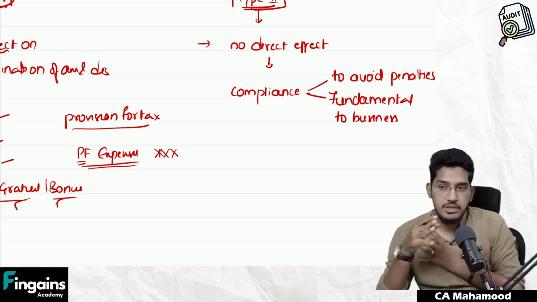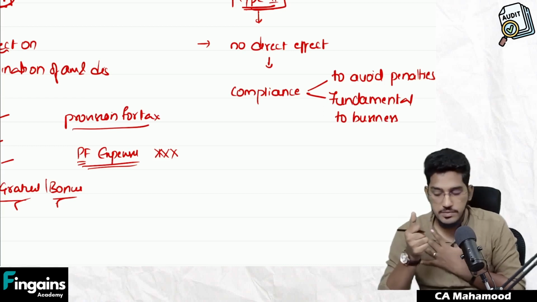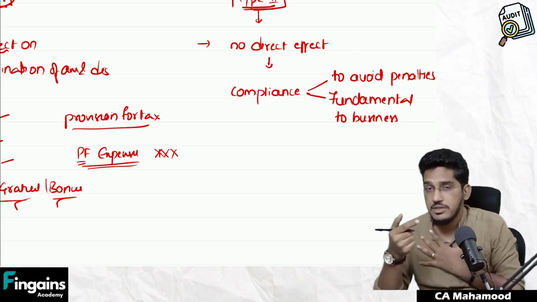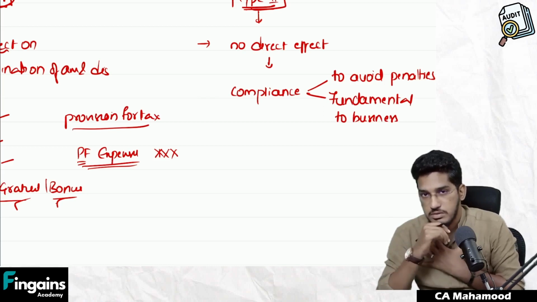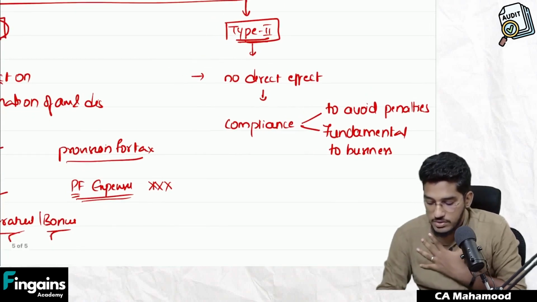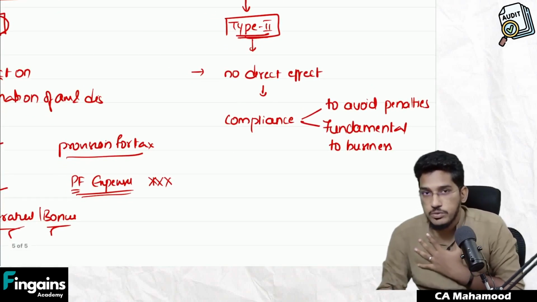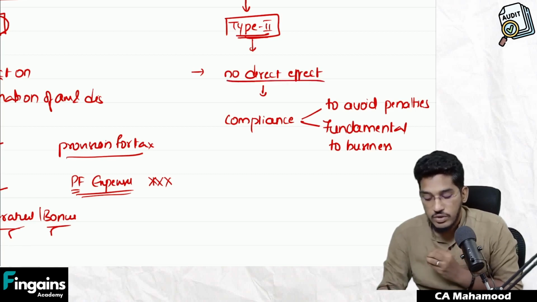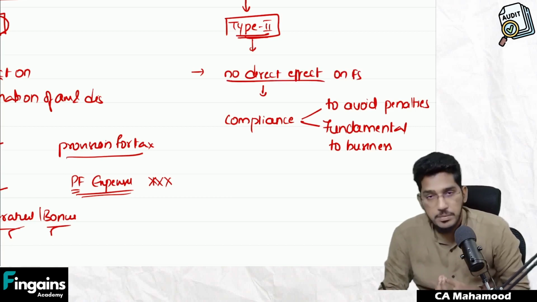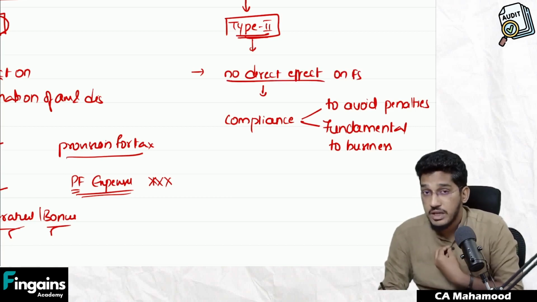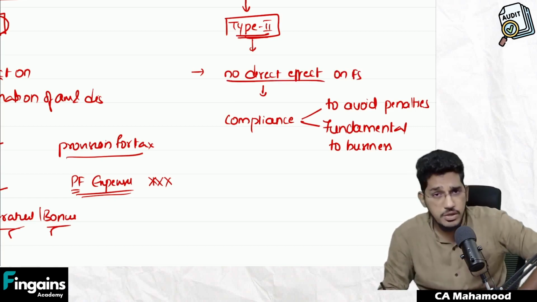Because if we don't comply with them, either we have to pay major penalties, or, even though they don't have direct effect on financial statements, if we don't comply with those laws, we might be required to close down our business. Can you give me a few examples? What kind of laws will fall under type 2? Which do not have direct effect on financial statements, but still compliance is required if you want to avoid penalties, or they are required, which are fundamental to continue our business.